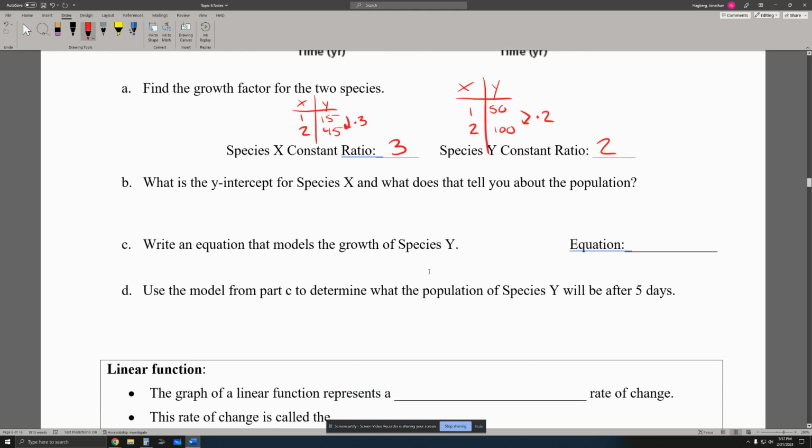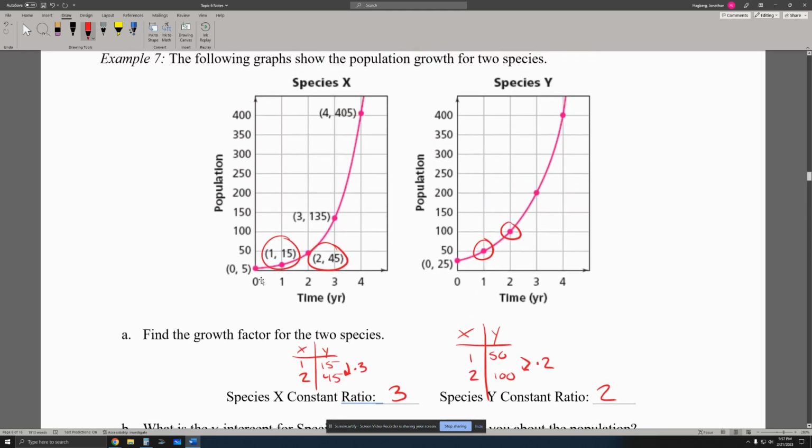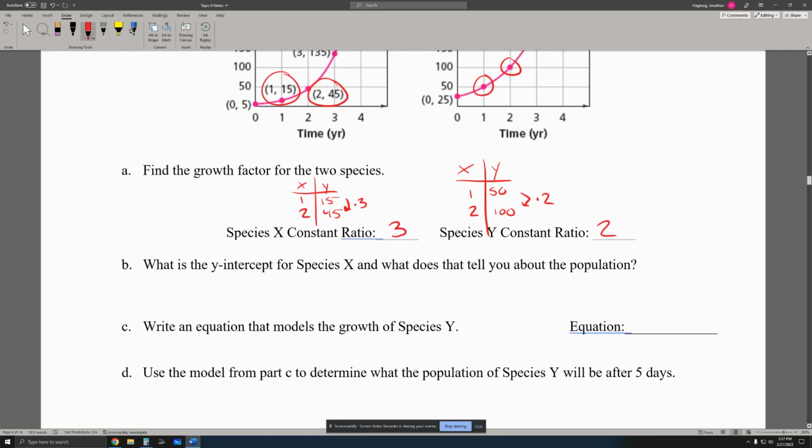What is the y-intercept for species X, and what does that tell you about the population? Well, if we look at species X, the y-intercept is 5. And what does that tell us? That tells us that the population of species X was 5 at the start, or at 0 years. Okay? So we can write an equation now that we have the initial value and the growth factor.